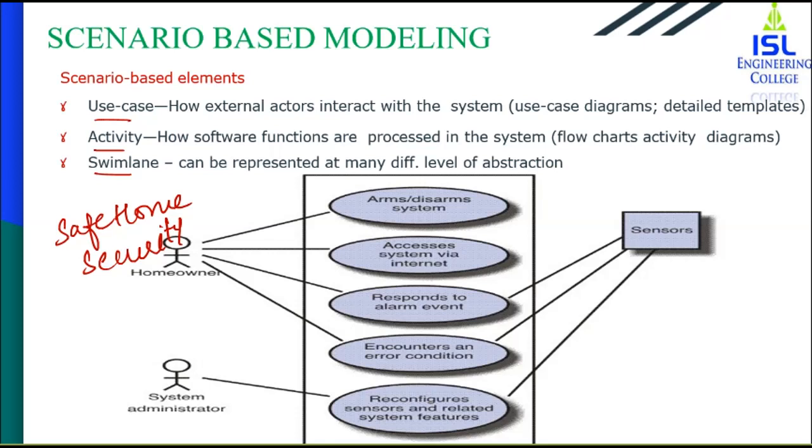Now this homeowner was responsible for arming and disarming the system. That is, he's making use of a safe home security system so that he can safeguard his home when he's outside and when he is inside the home by making use of specific sensors. So he can arm and disarm the system, that is turn on and turn off the system, and access the system via the internet. He can view any camera view by making use of the internet, then respond to an alarm event. If a fire alarm or a burglary occurs, what is going to be the response to the alarm event, whether it is going to call the fire department or the police department or the homeowner is going to come himself. That is the response.